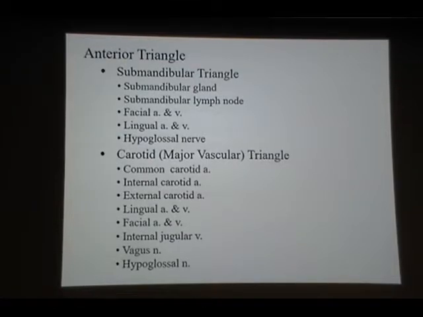The common carotid artery, the internal jugular vein, and the vagus nerve, cranial nerve 10. So there's a lot of significant structures in there. That's why, with the two very large vessels, it gets its subname, the major vascular triangle. But all of these structures are in there.